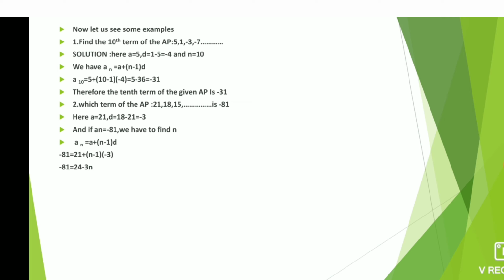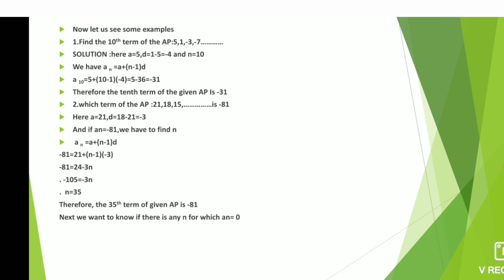So minus 81 is equal to 24 minus 3n. Take the 24 to the left side, we get minus 81 minus 24 is equal to minus 105 is equal to minus 3n. Then n is equal to 35. Therefore, the 35th term of the given AP is minus 81. So like this we will be asked for the 2 marks.